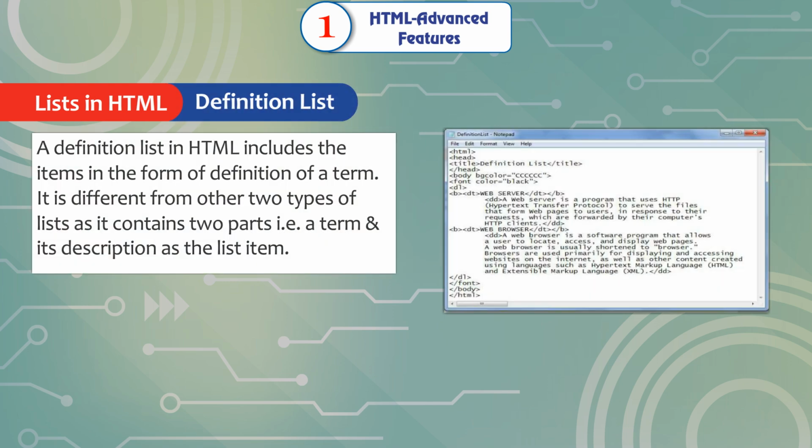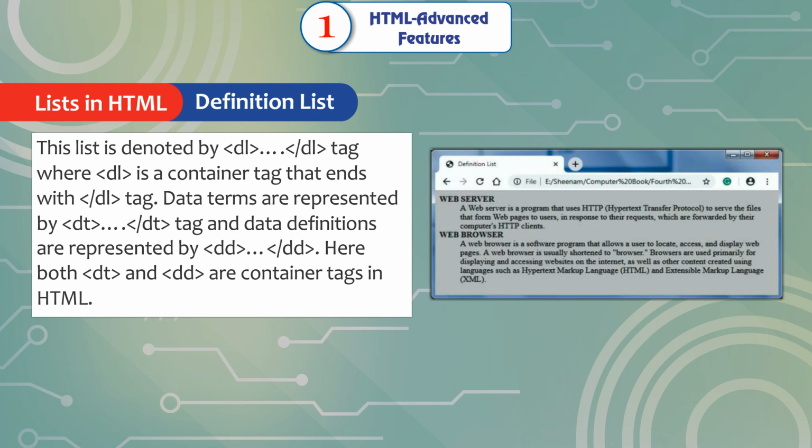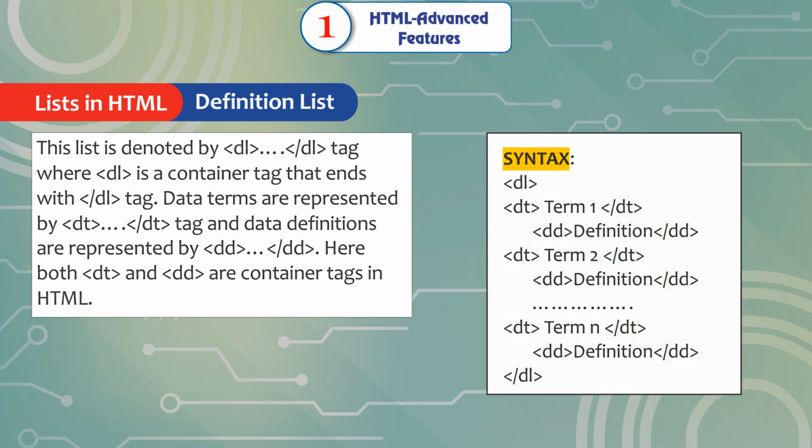Definition list. A definition list in HTML includes the items in the form of a definition of a term. It is different from the other two types of lists as it contains two parts, that is a term and its description as the list item. This list is denoted by the DL tag, where DL is a container tag that ends with /DL. Data terms are represented by the DT tag, and data definitions are represented by DD. Here both DT and DD are container tags in HTML. Syntax.